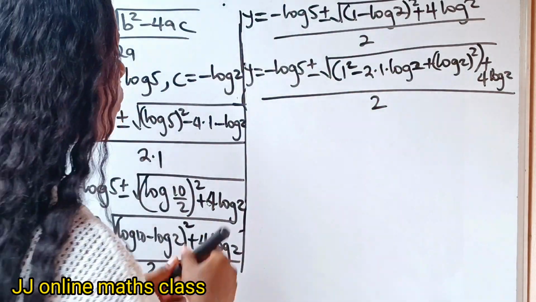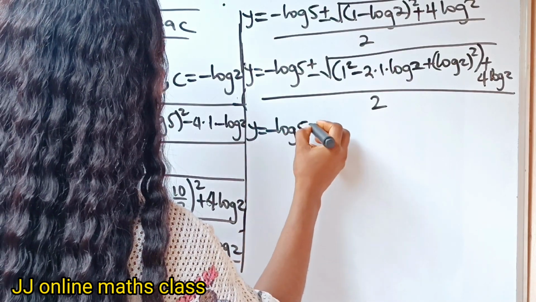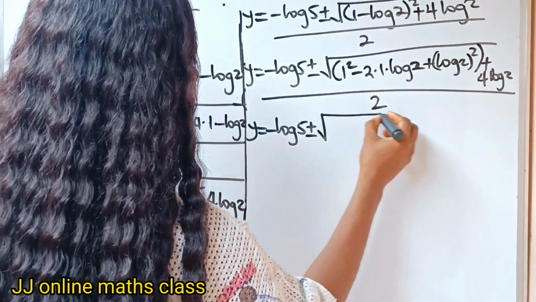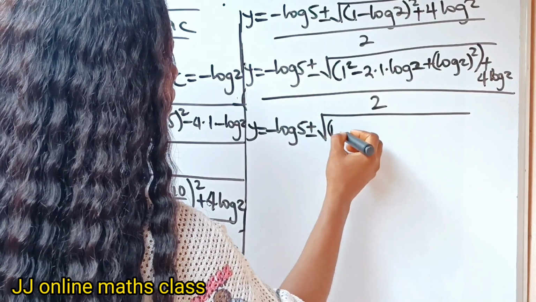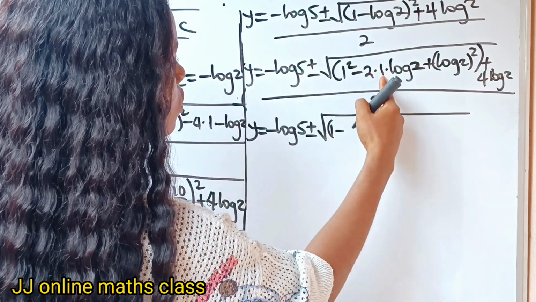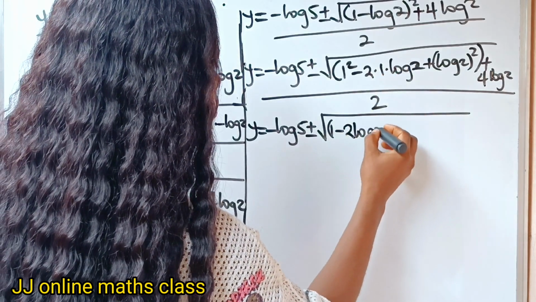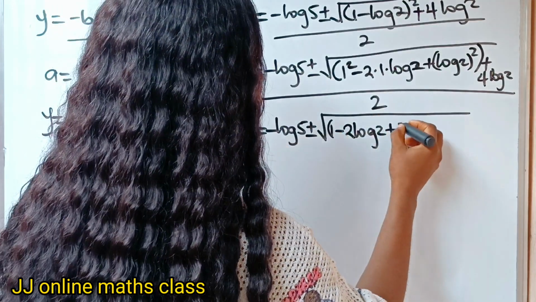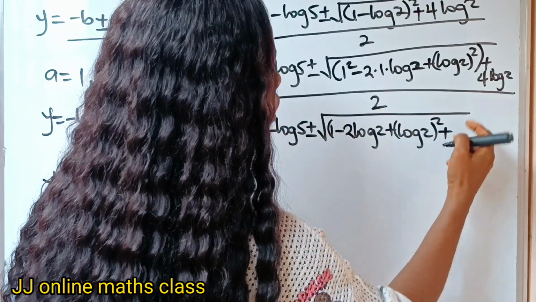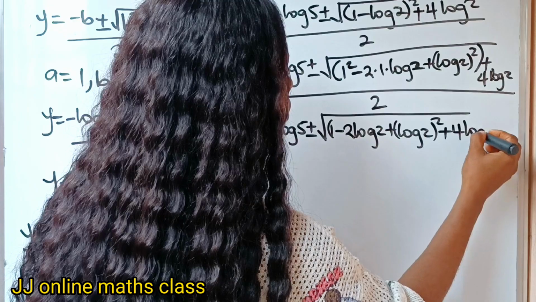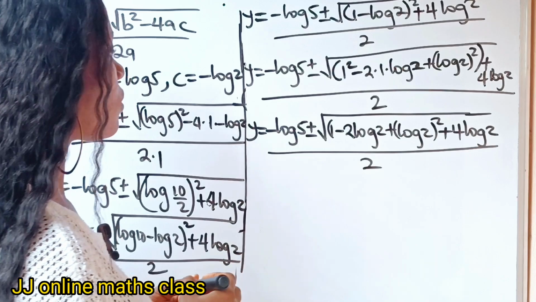Now let's solve. We have that our y is equal to minus log 5 plus or minus square root of 1 squared is what? 1, minus 2 times 1 is 2, times log 2 will give us 2 log 2, plus log 2 squared plus 4 log 2, everything divided by 2.